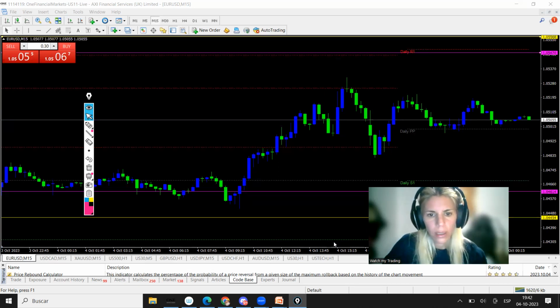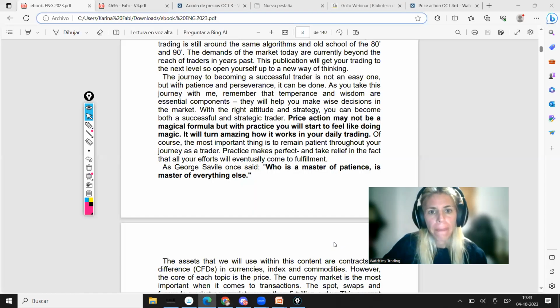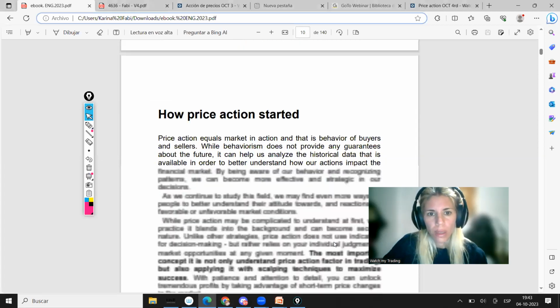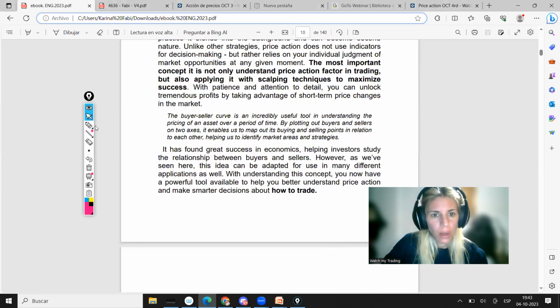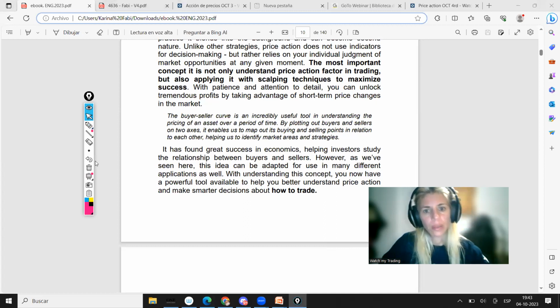Okay, so I explained that here. Let me see. I explained that. Okay, so the buyer and seller queue, how you understand where the buyer is located and where the seller is located.